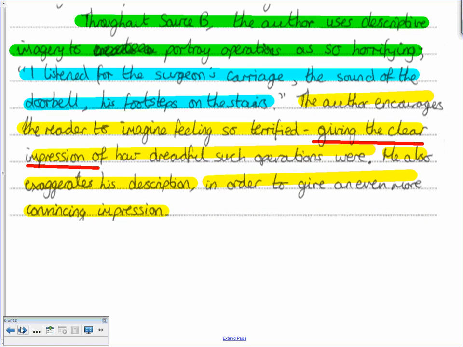However, he continues. Throughout source B, the author uses descriptive imagery to portray operations as so horrifying. Makes a point. He applies a quote. He encourages the reader to imagine feeling so terrified, giving the clear impression how dreadful operations were. He exaggerates his description. So, what we're talking about here isn't reliability. It's not about purpose. It's simply about impression and how that's come about.